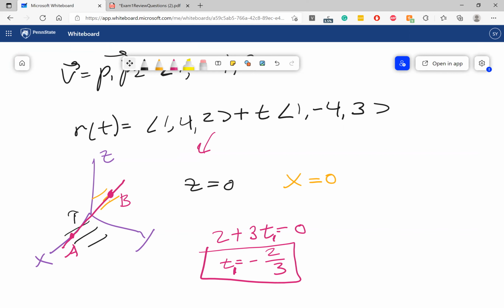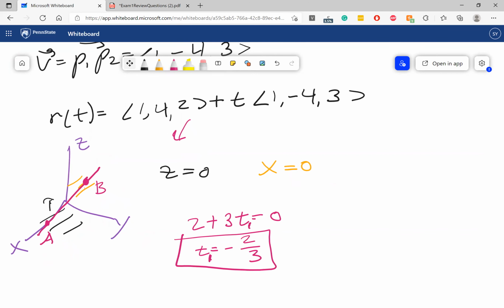The second part is where it intersects the YZ plane. So that's using this equation. And so then we plug in the X part of this. So we get 1 plus t is equal to 0, which tells us t is equal to negative 1. And let's call this T2. So at T2, it's negative 1, and at T1, it is negative 2 over 3.